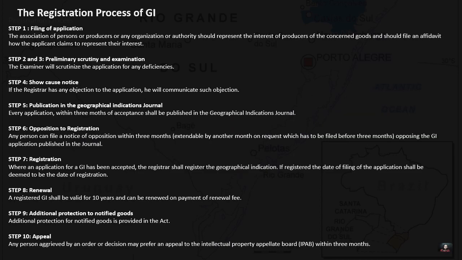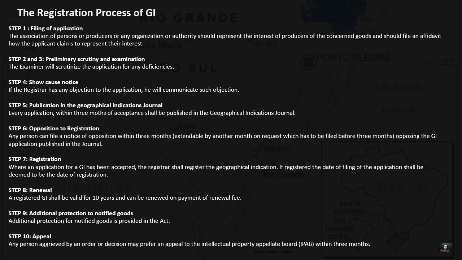Next, let us see the registration process of GI step by step. Step 1: filing of application. An association of persons or producers or any organization or authority representing the interest of producers of the concerned goods should file an application along with an affidavit stating how the applicant claims to represent their interest. Step 2 and step 3 will be the same.